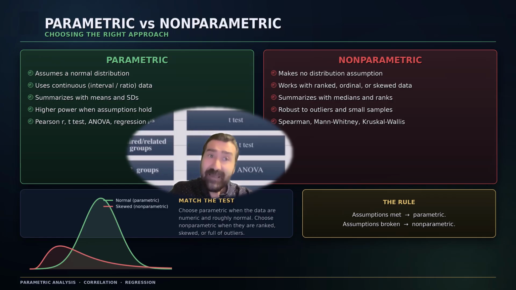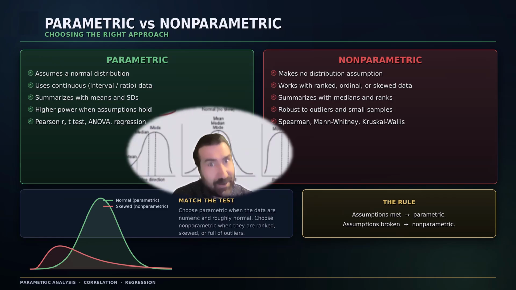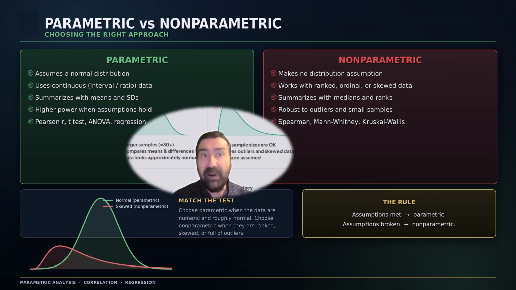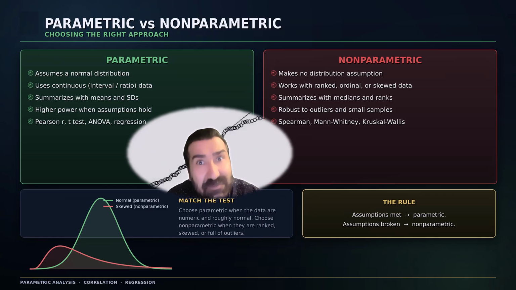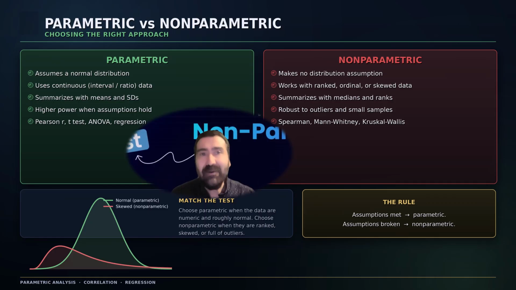On the left, parametric tests. They assume that normal bell-shaped distribution we just talked about. They want continuous data, real interval or ratio numbers. They summarize everything using the mean and the standard deviation. And when their assumptions are met, they have more statistical power, which simply means a better chance of catching a real effect when one is actually there. This is your t-test, your ANOVA, your Pearson correlation.